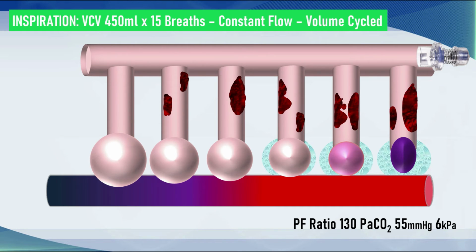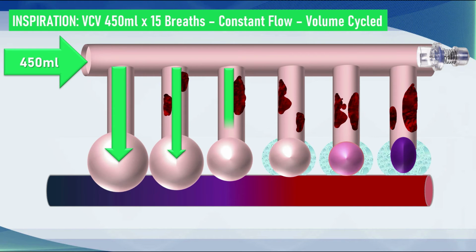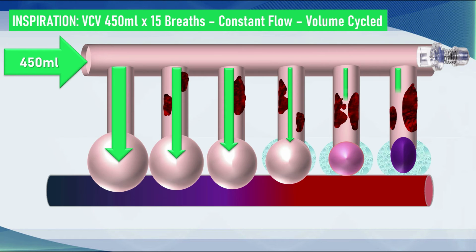You can see the patient has PEEP, and we're going to go ahead and give them 450 mils, starting off with a PF ratio of 130. Let's see where the gas goes. Gas will always pass to the most compliant lung unit. So that flow goes to the units on the left initially, and then gradually works its way towards lung units that have the least favorable flow characteristics, the longest time constant.